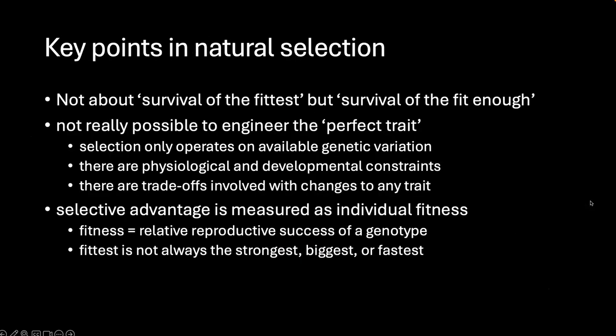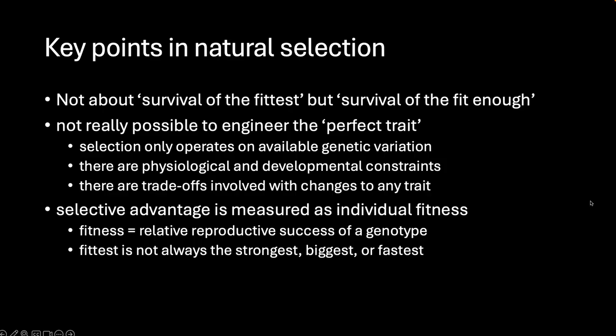To understand natural selection in populations, we have to get a few key points under our belt. Firstly, there really is no fittest organism, just a fit enough one that's a bit better than their fellow population members. There isn't really a perfect trait that organisms can engineer because the selection pressures, for one thing, change over time. Additionally, the variation in a trait must already exist in a population, and so fully optimized traits would often violate some physiological or developmental constraint and wouldn't actually be possible.